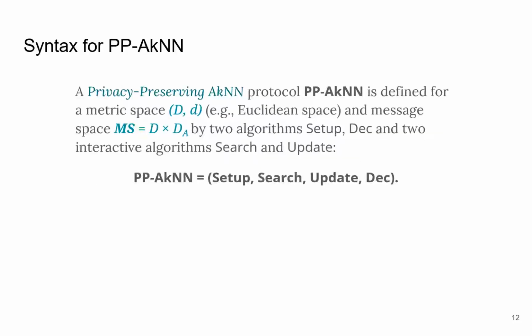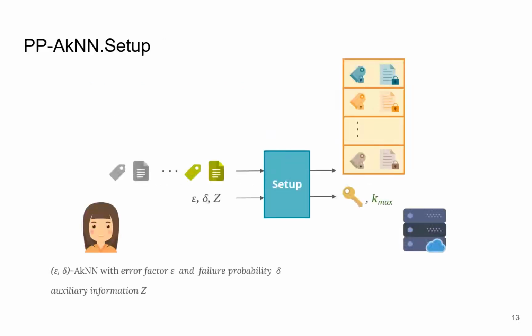Before going into more details of the construction, let's move on to define the syntax, or in other words, the functionality of the scheme. A privacy-preserving AKNN protocol, or PPAKNN, is defined for a metric space, for example, the Euclidean space, and a message space, by two algorithms, setup and decryption, and two interactive algorithms, search and update. I have made some illustrations for the setup, search, and update algorithms, and omitted decryption as it is more straightforward.